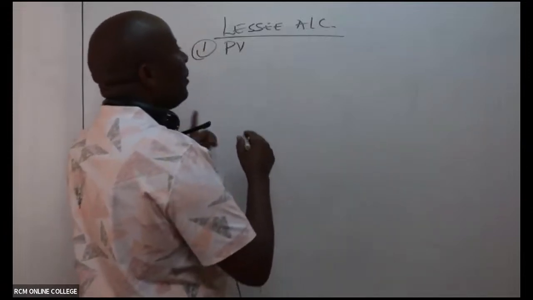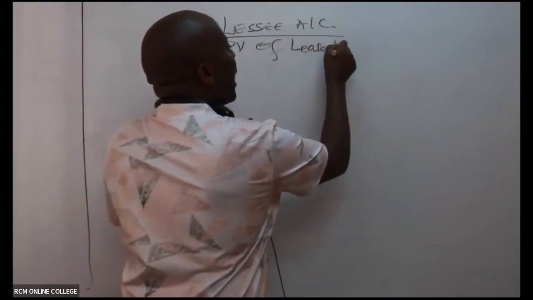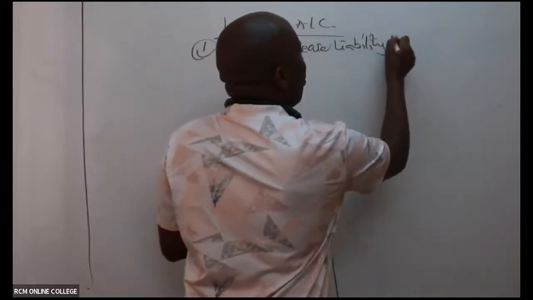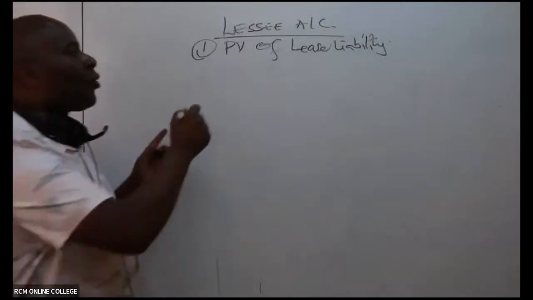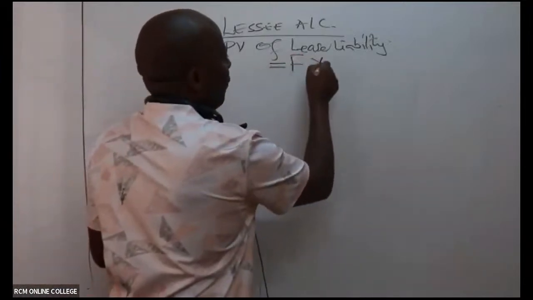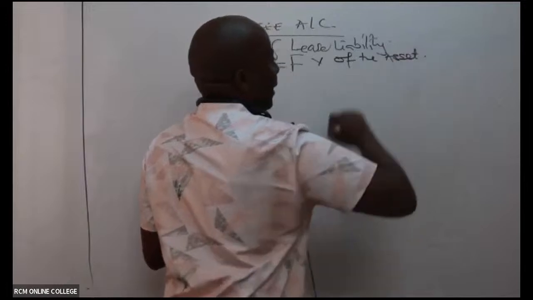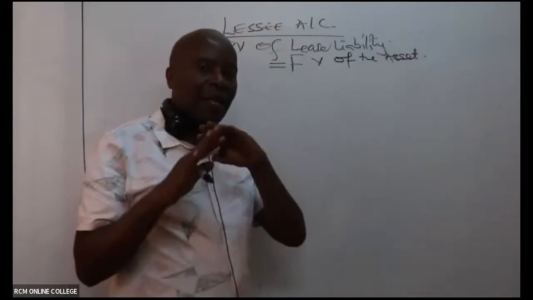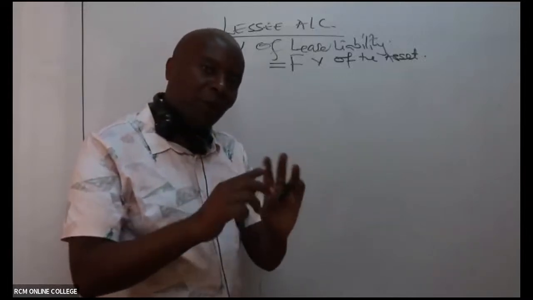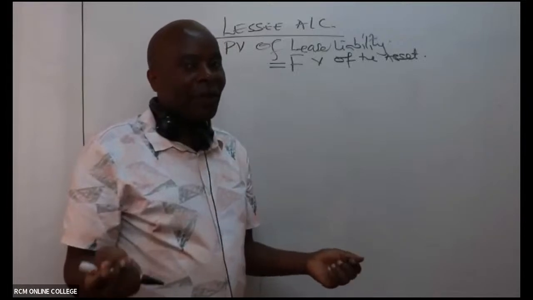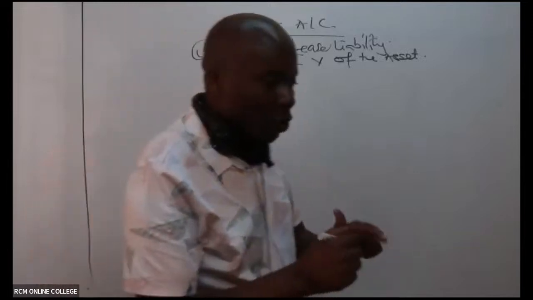To get this total liability, we shall get what we call the present value of lease liability. Now this is also known as the fair value of the asset, because at the end of the day, whatever I'm paying should be equivalent to the market value. So whenever you see the fair value of the asset, this will be the same as your present value of lease liability.